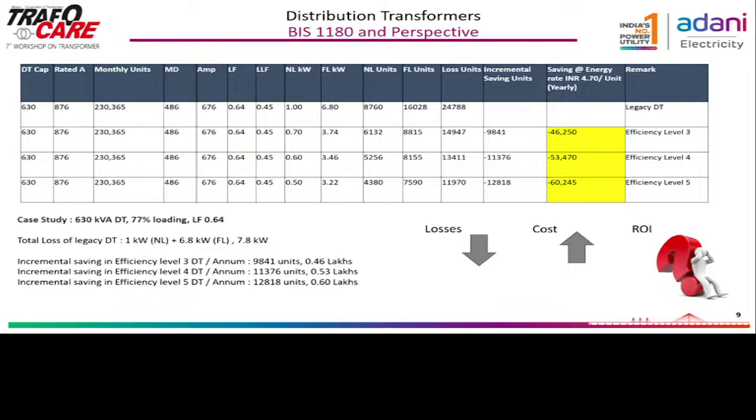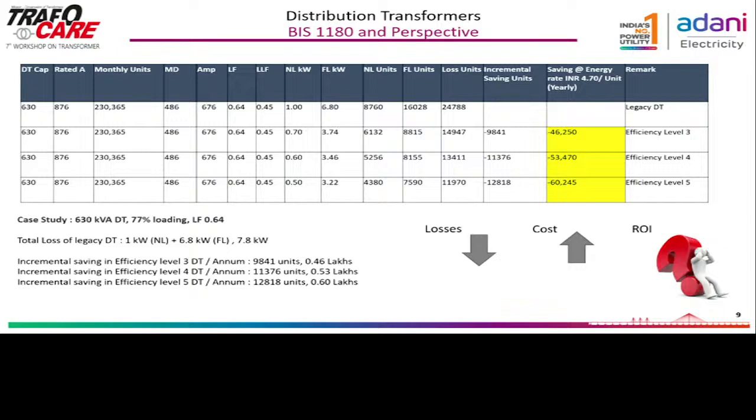My point is, you are reducing losses, but at the same time when you reduce losses, you are putting more CRGO, more copper, or let's say aluminum, more material inside the transformer. So my cost is getting high, and when my cost is getting high, it is hitting my capex.